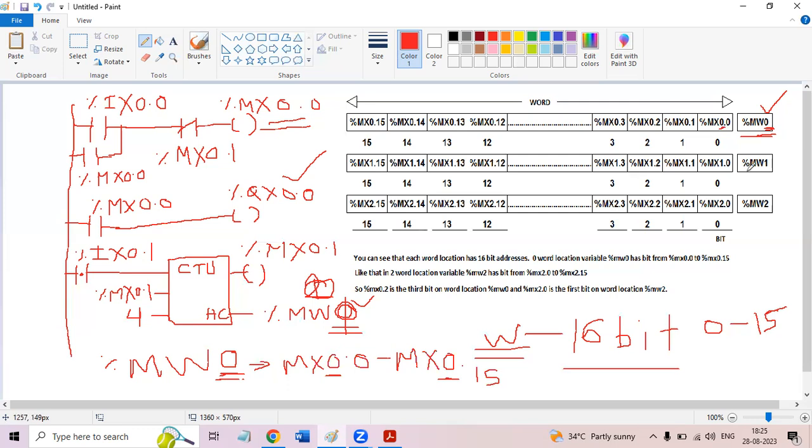So like that, you see, in percentage MW1, we have 16 flags, that is percentage MX 1.0 to 1.15. Then MW2, MX 2.0 to 2.15, like that. This is the relation between word and bit. So here you see what happens actually. Now let me show you what happens here. Let me remove this. I will share this with you further.